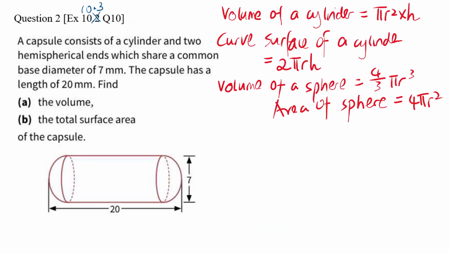Right, let's look at the next question. The next question consists of a capsule. It consists of a cylinder. So this is a cylinder.